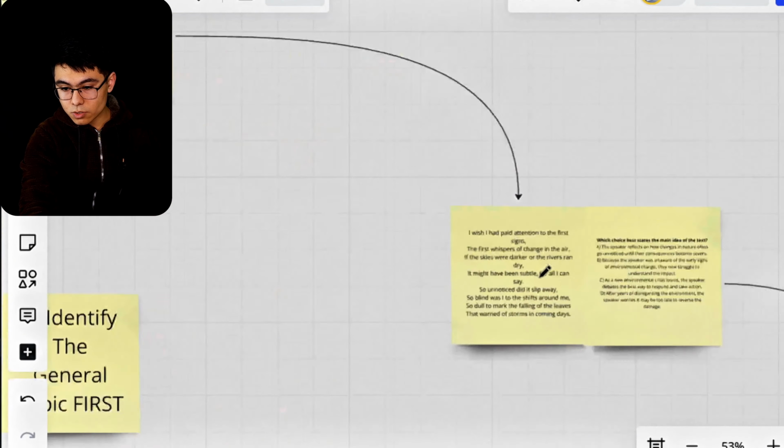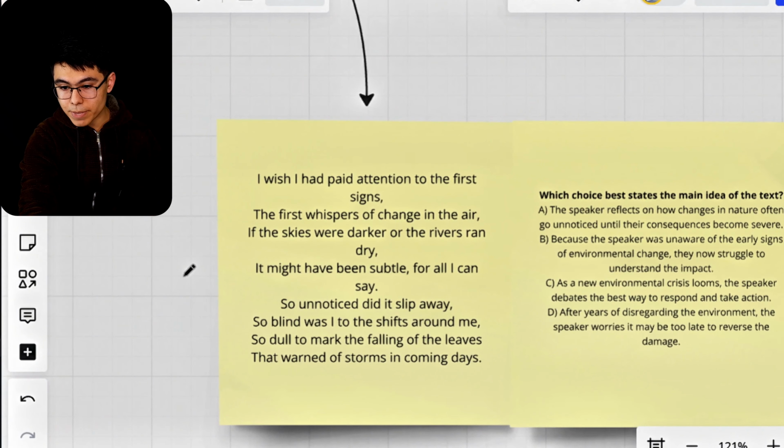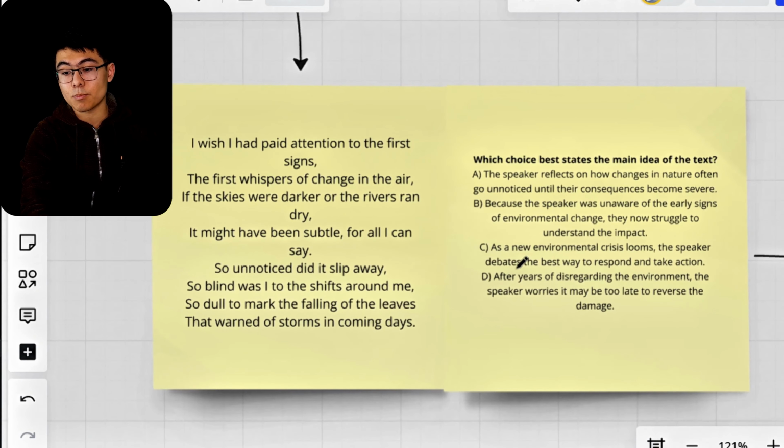Now let's move on to the next type of main idea question. In this type, we have a poem, and sometimes you might actually expect a poem on your exam.